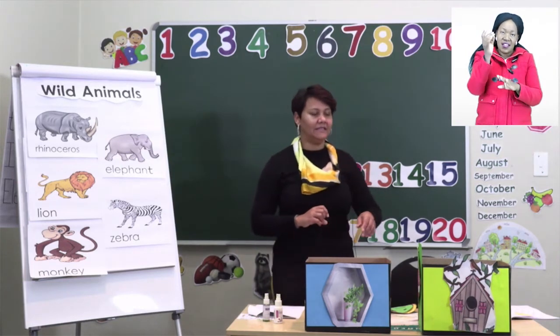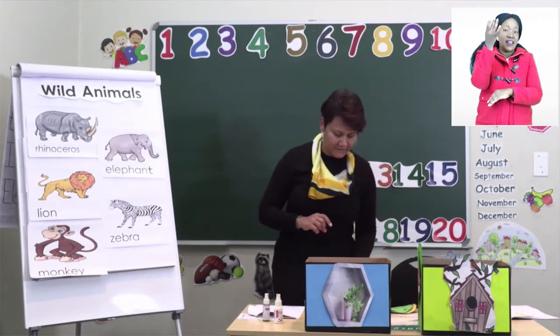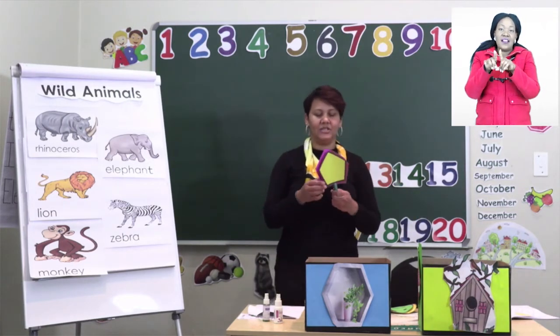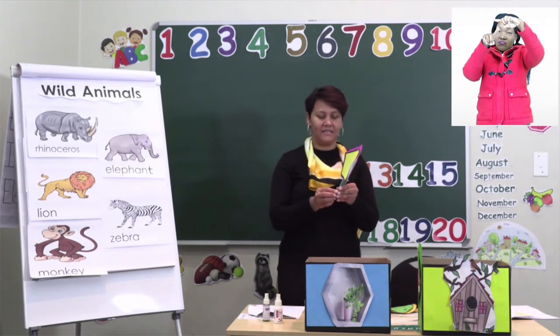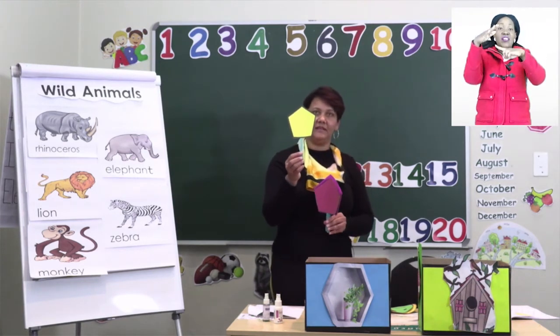Now let's look at the pentagon. What is a pentagon? This is a shape with 5 sides. This is a shape with 5 sides. Let's see how many I have here.